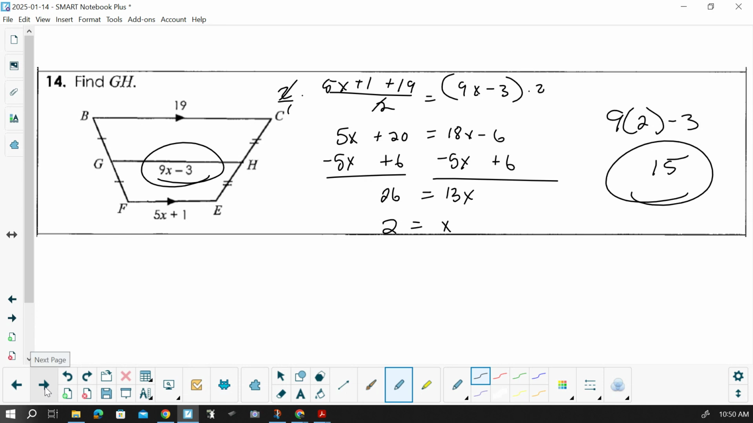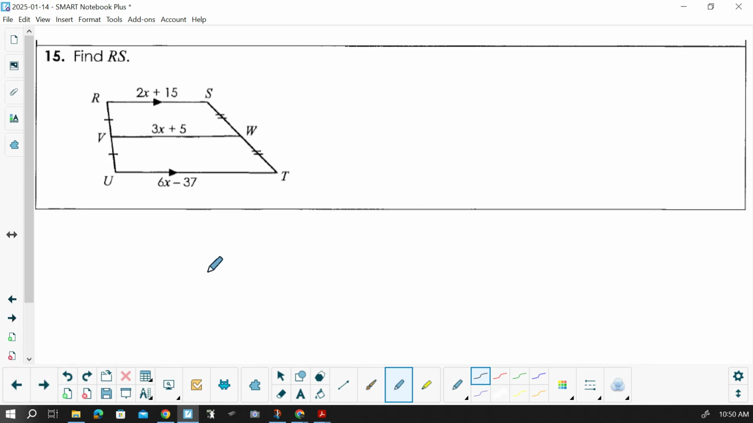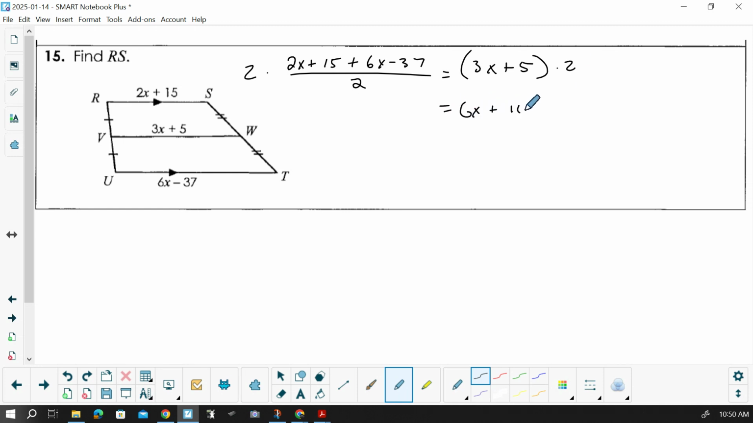All right, and I think I got just one left, right? Number 15? Yep, that's it. Same setup, though. The two bases added together. 2x plus 15 plus 6x minus 37. Add them together, divide by 2, equals the mid-segment, 3x plus 5. I'll start by multiplying both sides times 2. This side I'll have to distribute that 2, so I get 6x plus 10.